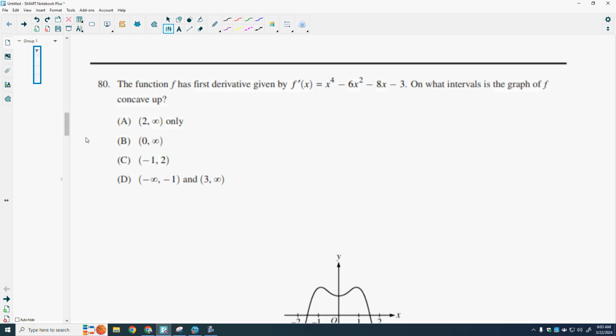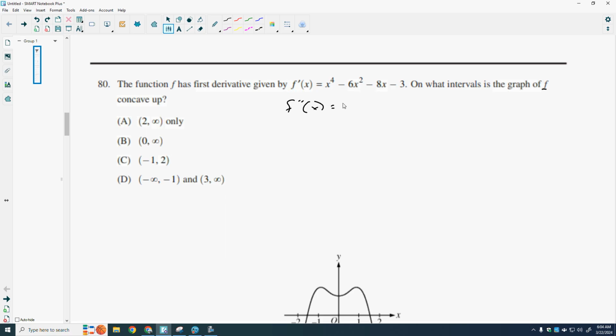Number 80. Function f has first derivative given by that. On what intervals is the graph of f concave up? We could do this a couple ways. You could go through and graph this. So this is f prime. We want to know when is f concave up, so I want f double prime. I'm just going to do it that way. You could graph this and find out where it's increasing, decreasing, etc.